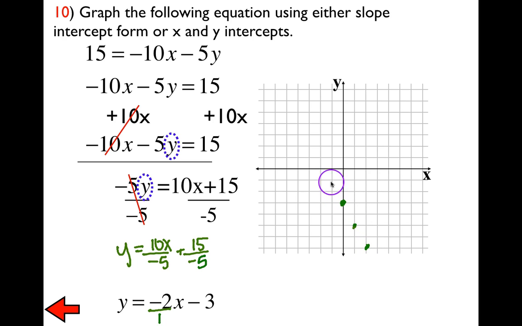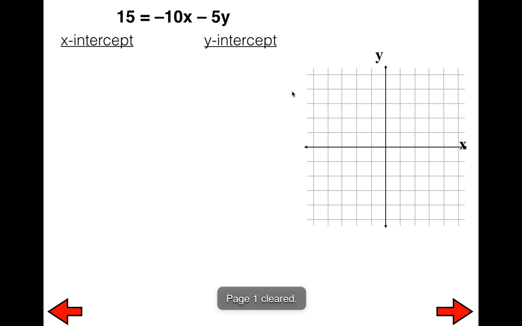I can also go in the opposite direction. And you know me, I like to go as far as I can until I fall off the graph, because this ensures that I'm as accurate as I possibly can be. And there you have it. So here, obviously, you know what the slope is, so I don't even have to try to find it. But let's go ahead and try the other method, which was to use the x and y intercepts.